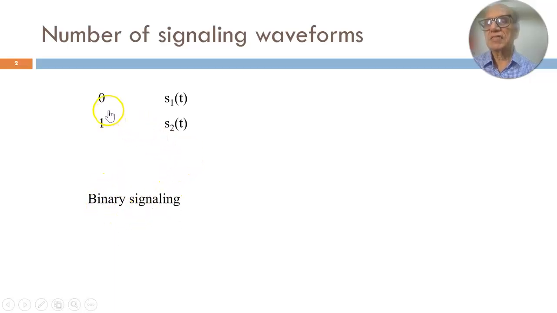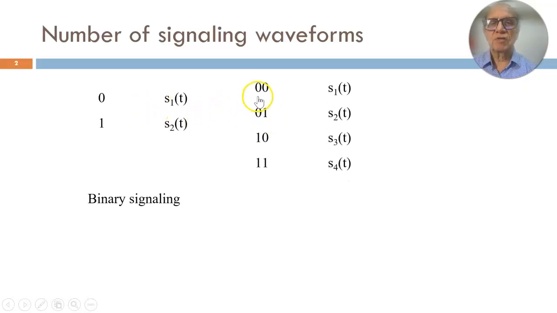But suppose in a digital world we have more than one digit. Suppose we have two digits. You may have combinations like 00, 01, 11, 10 and so on. In that case you will have four possible combinations, so you will require four waveforms to represent this. Let us look at this. 00 will be coded by S1(t), 01 will be coded by S2(t), 10 is coded by S3(t), and 11 is coded by S4(t). This is called quaternary signaling.